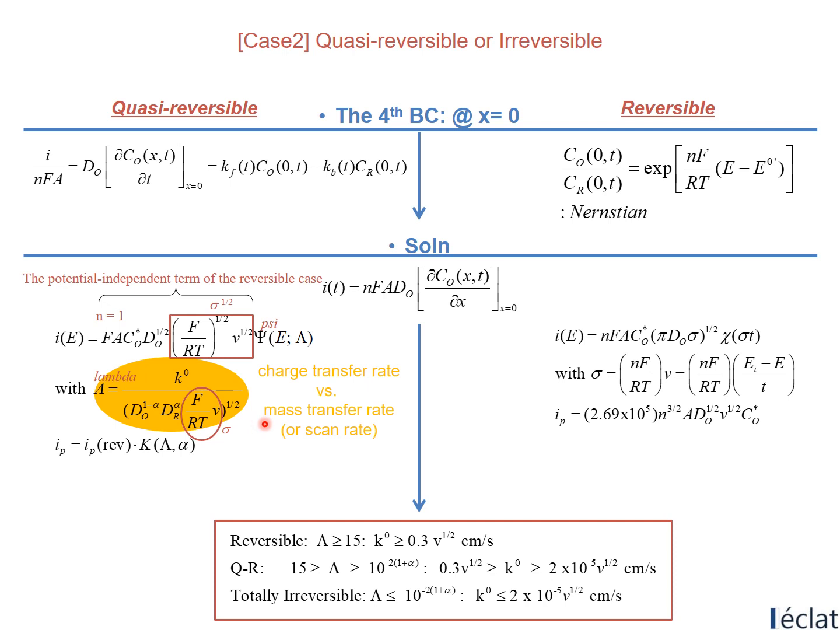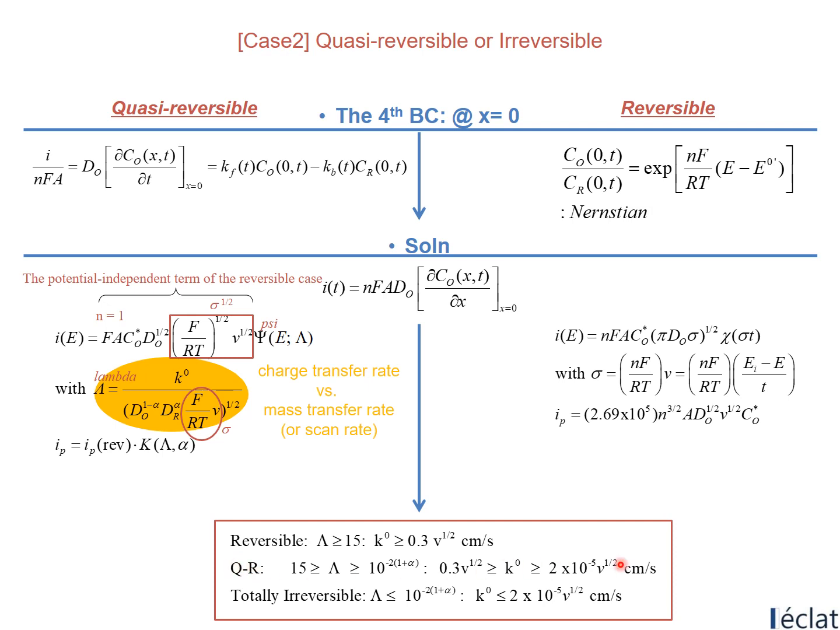Let me go to the other extreme. If the value of lambda is very small, it means your charge transfer is much slower than the mass transfer or scan rate. So this system can be considered totally irreversible. Between those two values, like 15 to about 10 to the minus 3, we call the in-between situation quasi-reversible.